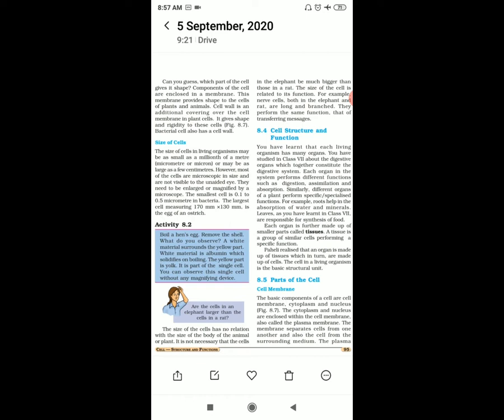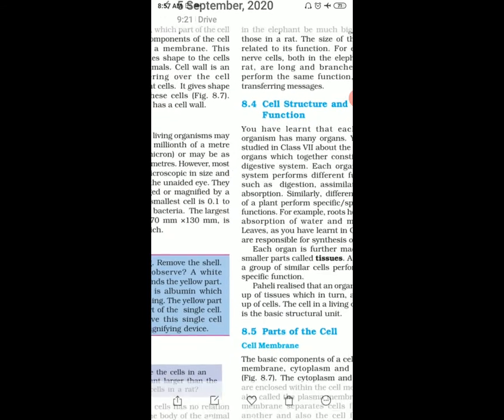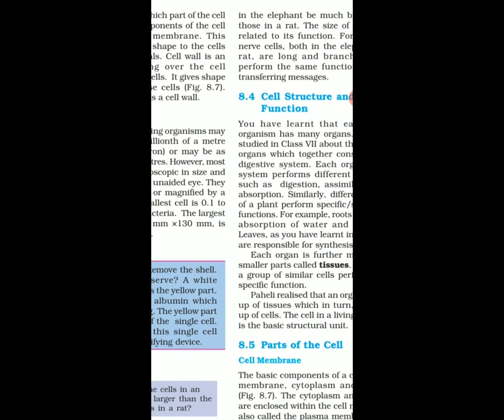So the topic is also the same, cell, structure and functions. We have seen that there are different shapes and sizes in the cells of different living organisms. We have also seen the sizes and shapes of the different types of cells according to their functions. Now, cell structure and function.